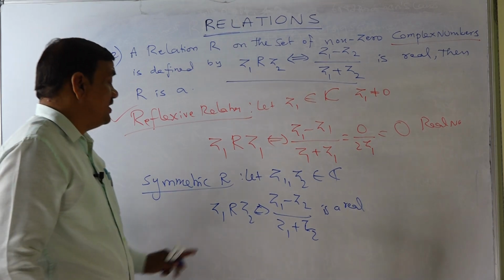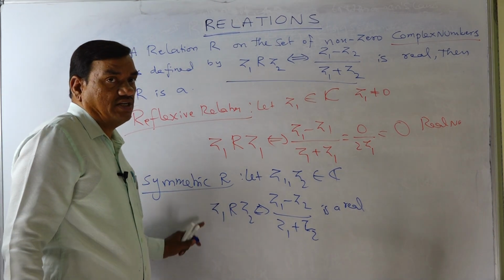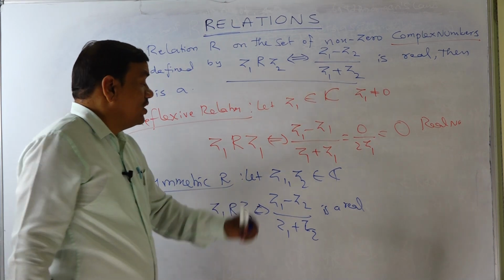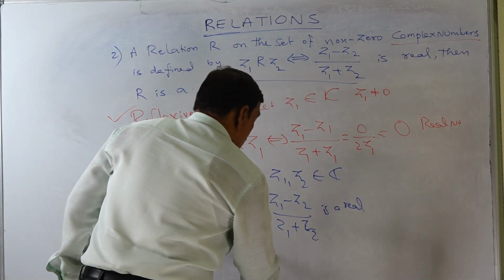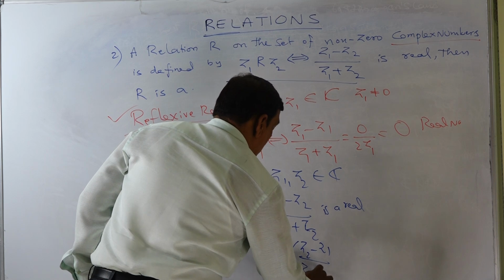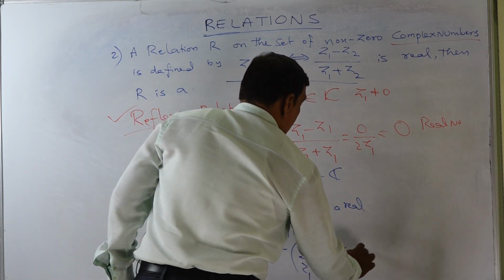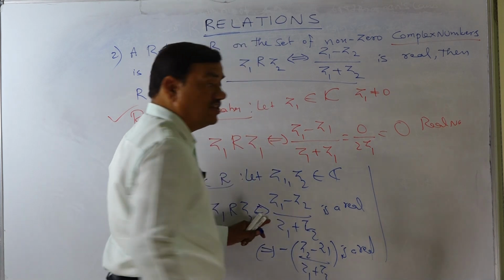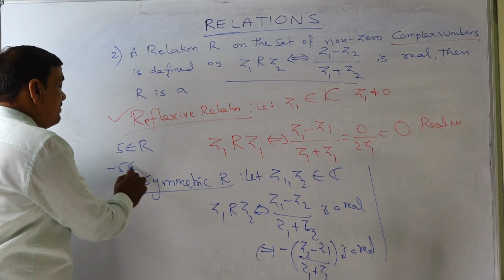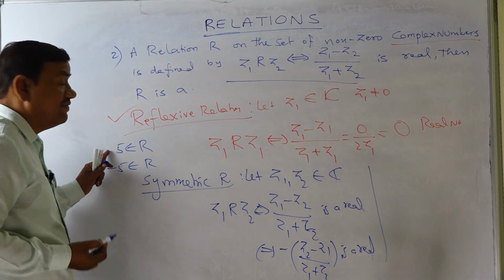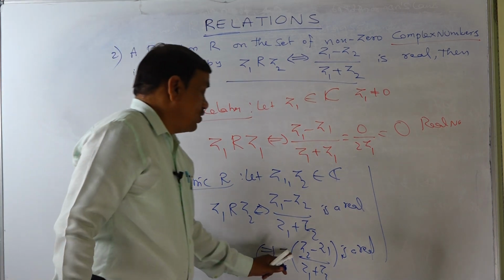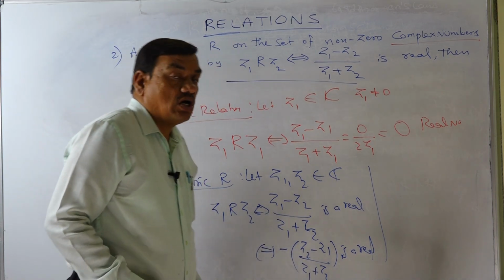Then we have to show that Z2 is related to Z1. Z1 related to Z2 is the same as Z2 related to Z1. Now for this, let us take minus common outside: (Z2 minus Z1) by (Z1 plus Z2) is a real number. Is it true or wrong? Am I writing anything wrong? Why? Because for example 5 is a real number, minus 5 is also a real number. I multiplied with minus 1, then minus 5 is also a real number. So minus of (Z2 minus Z1) is also a real number.